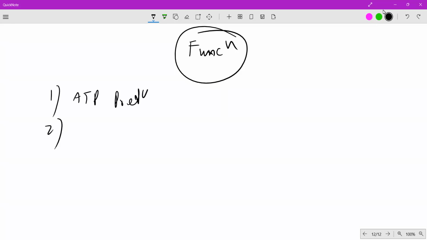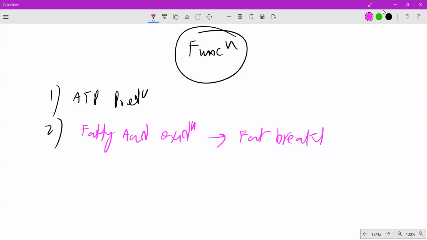And any more functions of mitochondria that we have? We know mitochondria, as you all know, is also involved in fatty acid oxidation. That means breakdown of fats. This is also one of the function of mitochondria. And what do we call it? We call it beta oxidation. This is also a function of mitochondria.